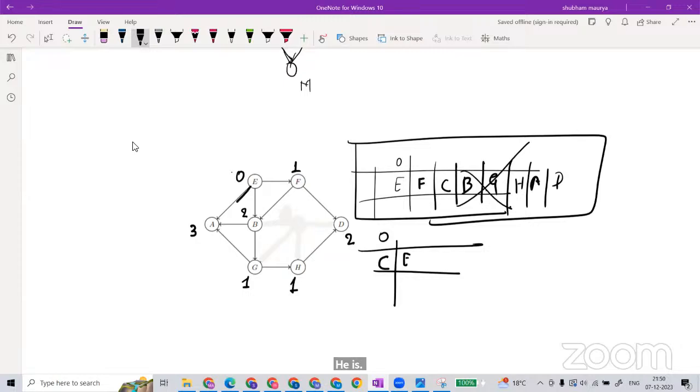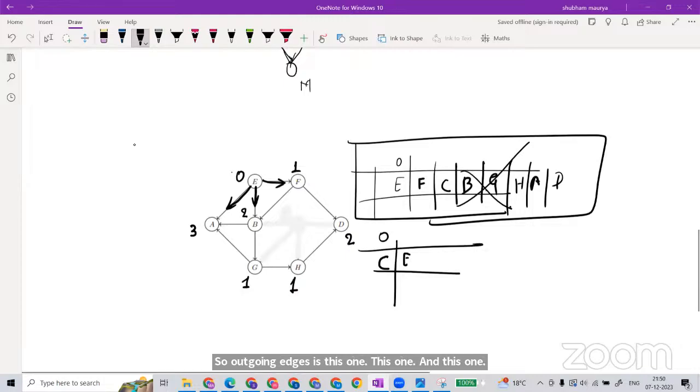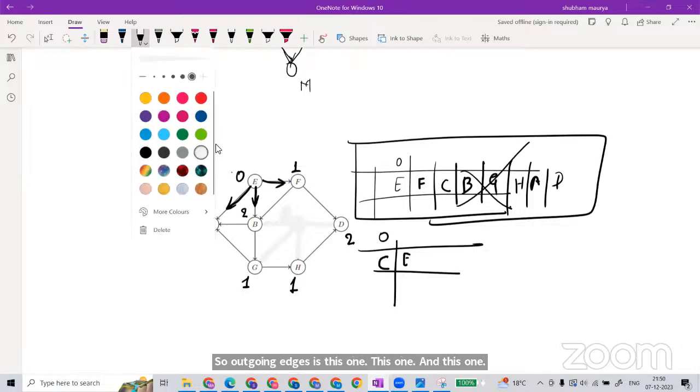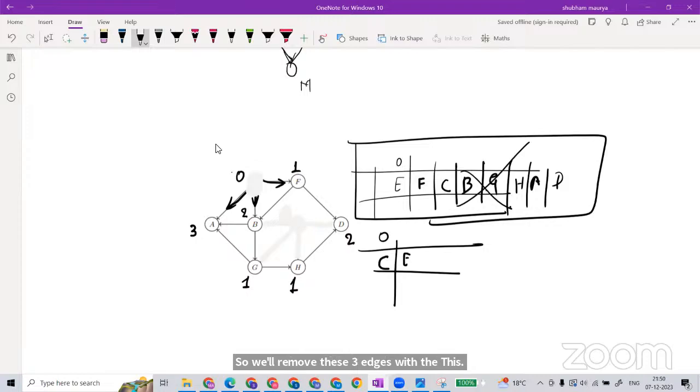So the outgoing edges are this one and this one. So we will remove these 3 edges along with this vertex. When we remove this vertex, that means we have to remove this edge and this one. And after removing this vertex, we need to update. Now you have removed that vertex, and you have to update the in-degrees of the remaining vertices.